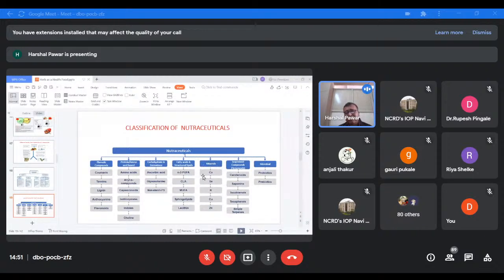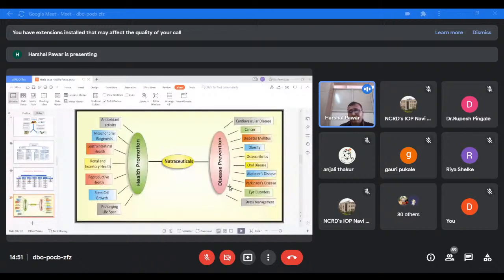Right, even minerals, so different kinds of macro and micronutrients, minerals are there, which are even forming a part of nutraceuticals, right? Apart from these components, isoprenoid compounds are there. Some components from microbial origin, like probiotics and even sometimes prebiotics, are also incorporated into the nutraceutical formulation. So these are the benefits which are offered through the nutraceutical.